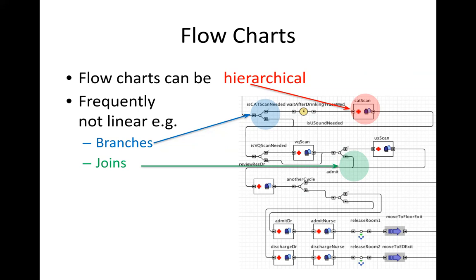And importantly, you can have hierarchy. You can have areas of the model which are nested inside of others. So you can have, for example, a CAT scan process that has its own definition. This is actually very significant, the fact that you can hierarchically build up these models.